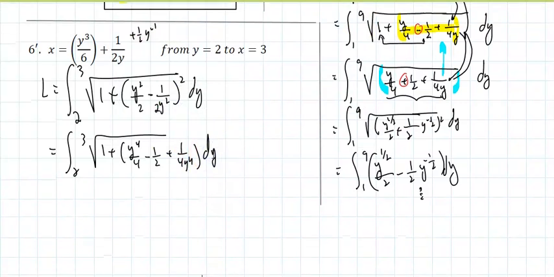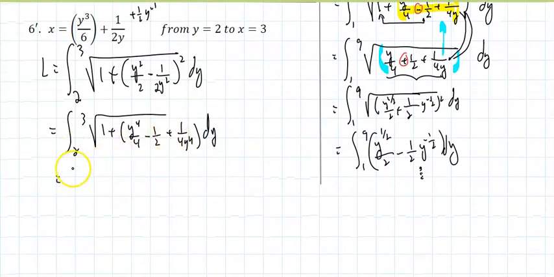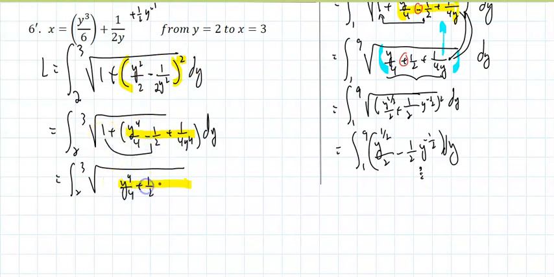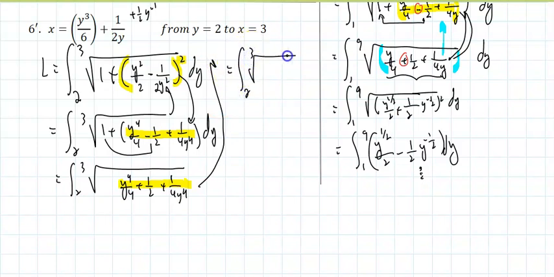Computer's acting up. I bought another one, but I didn't change it yet. So wouldn't that be the integral from 2 to 3 of the square root? And notice, again, this perfect square gave this. And look what happened. That's y to the 4th over 4 plus 1/2 plus 1 over 4y to the 4th. If this gave this, can't I go back? Wouldn't you say that this will equal the integral from 2 to 3 of the square root of y squared over 2, I'm just copying this with a plus, 1 over 2y squared dy.